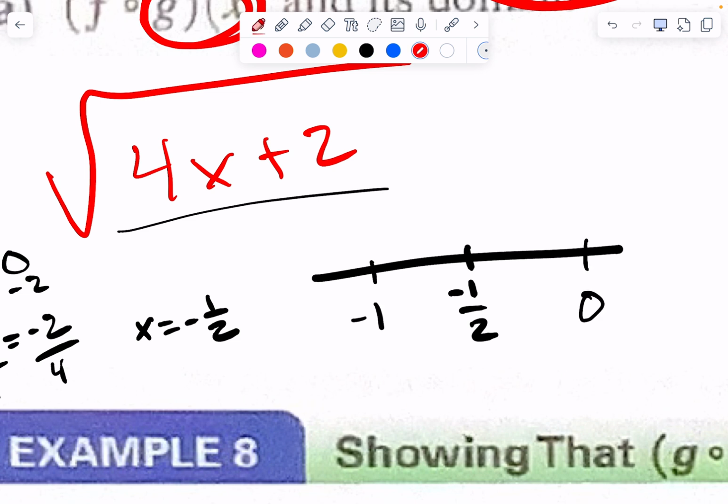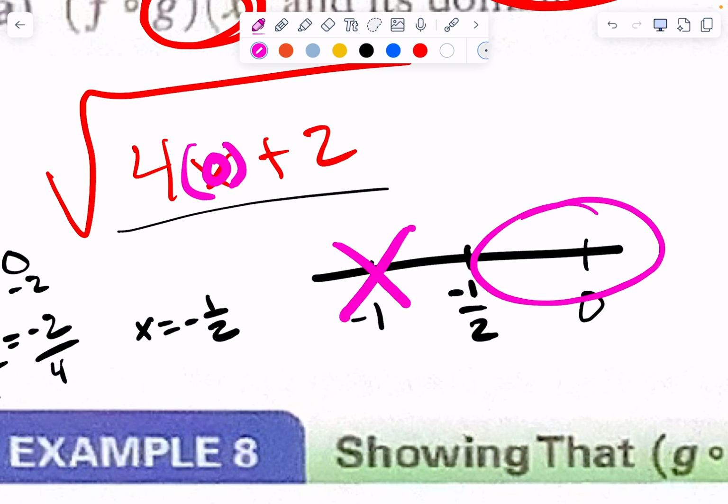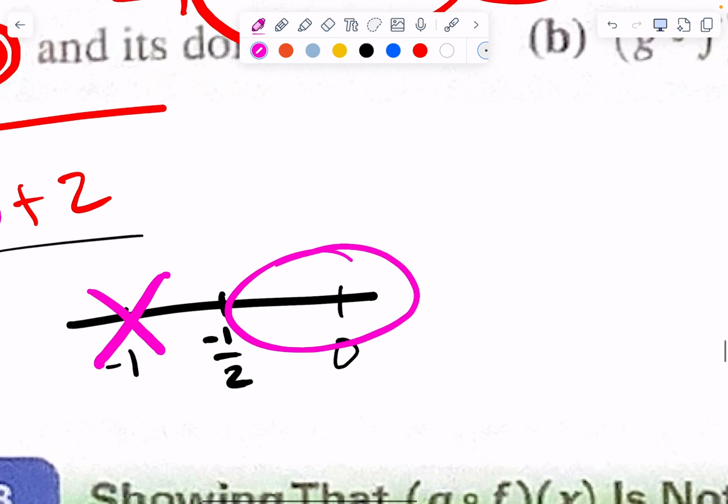Am I allowed to plug in negative 1 right here? If I plug negative 1, 4 times negative 1 is negative 4, plus 2 is negative 2. That's not going to work, right? So this doesn't work. If I plug 0 in, does it work? Yeah, that will work, right? So my domain is going from negative 1/2 to infinity, because those numbers will work.